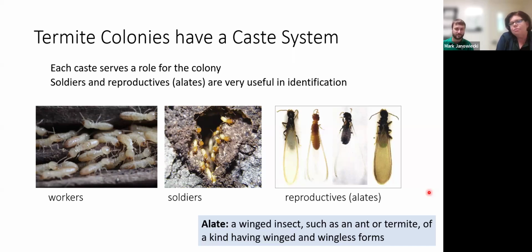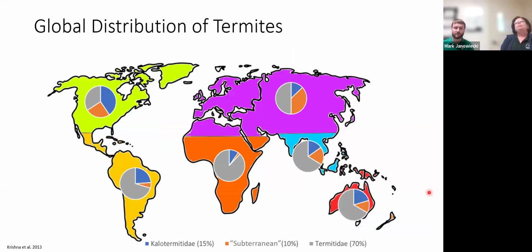And we have reproductives, which will be the kings and queens for the colonies, and their role is to make more termites. An alate being a winged insect, so these are what we also call the swarmers. That's another name for reproductives. So when we talk about the global distribution of termites, we're really talking about different kinds of termites.